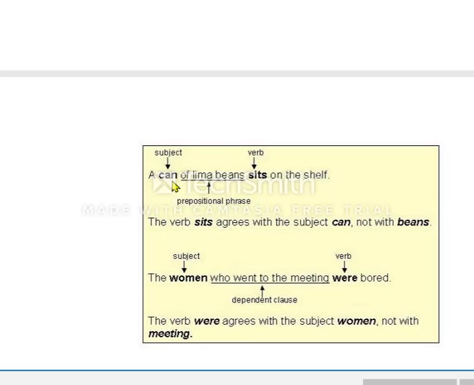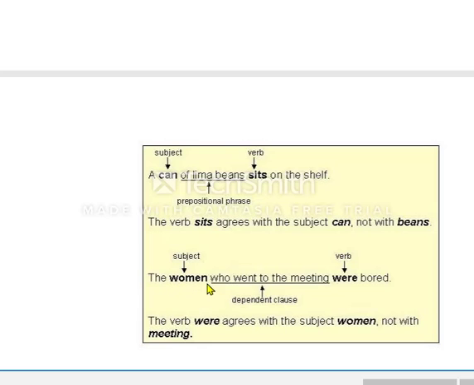Now here, the women who went to the meeting were bored. Now who went to the meeting? The meeting is in singular form and the women, this noun, is in plural form. Now you will consider the subject in plural form and you will use a helping verb or a verb that is in plural form as well. You will not say that the women who went to the meeting was bored.